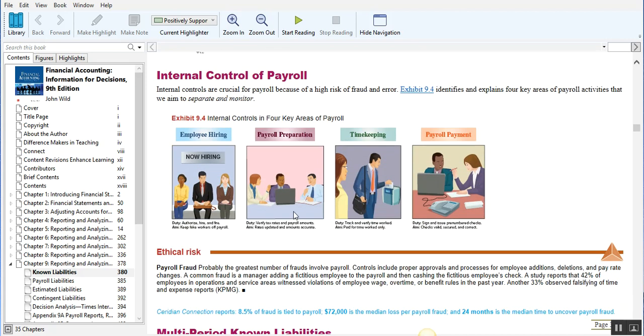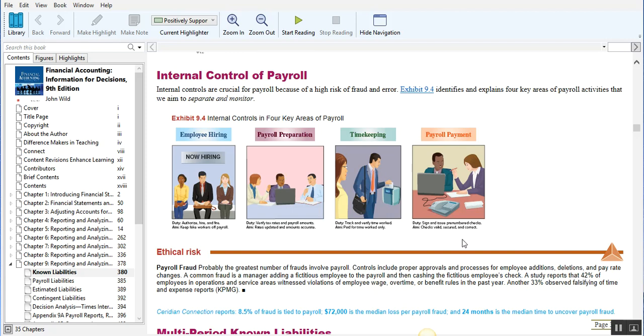There's a talk here about the internal controls in 4 key areas of payroll. The issue here is that there can sometimes be fraud that occurs with payroll, especially if you have ghost employees or maybe improper time records or something of that nature. When this sort of thing happens, there are controls you can have in place to make sure that you are authorizing payments correctly, that you're processing the time properly, and that the payroll payment is going to the right place.